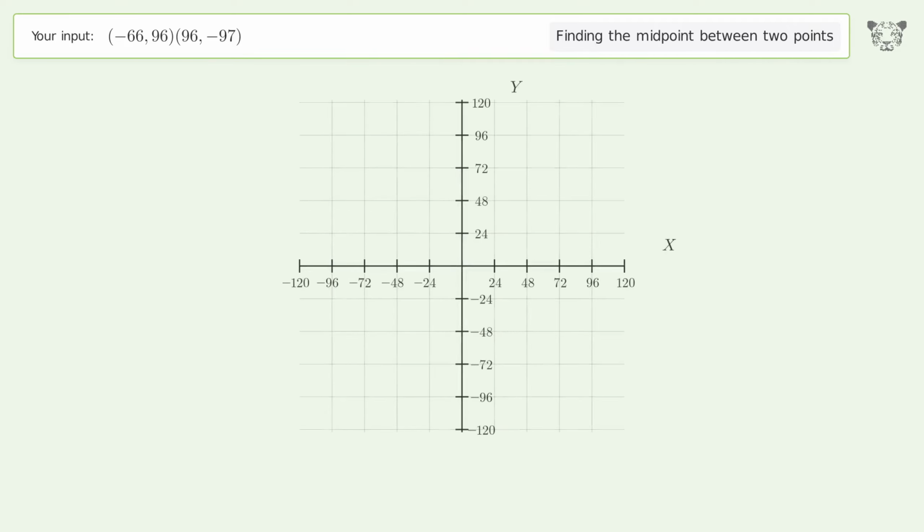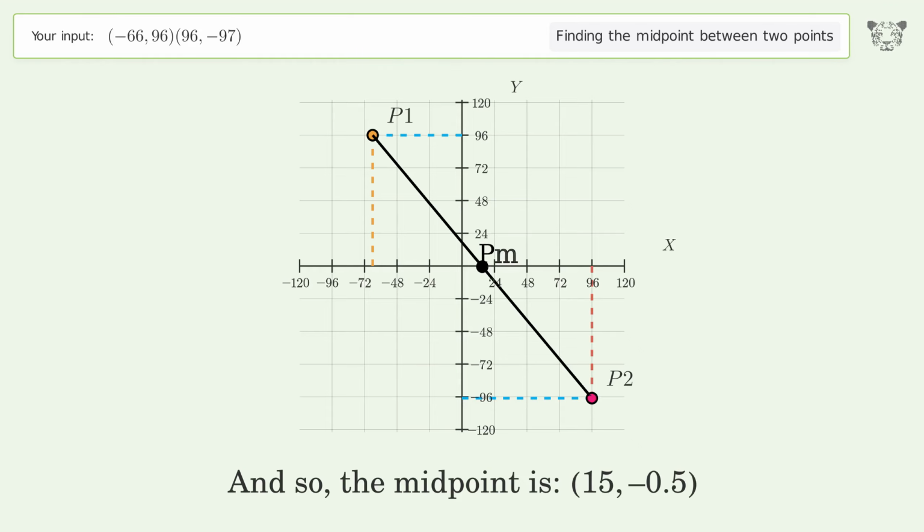And so, the midpoint is 15, negative 0.5.